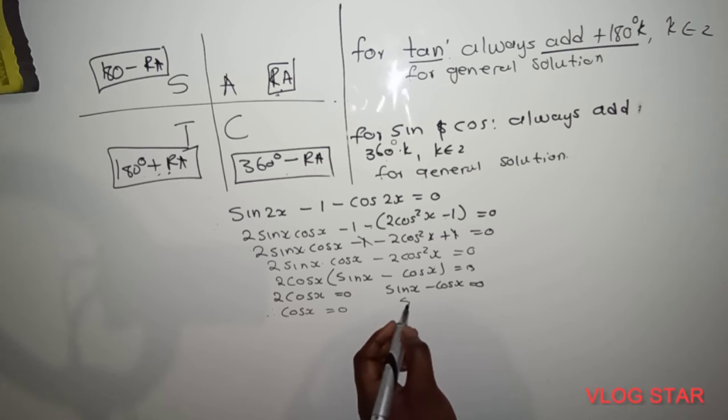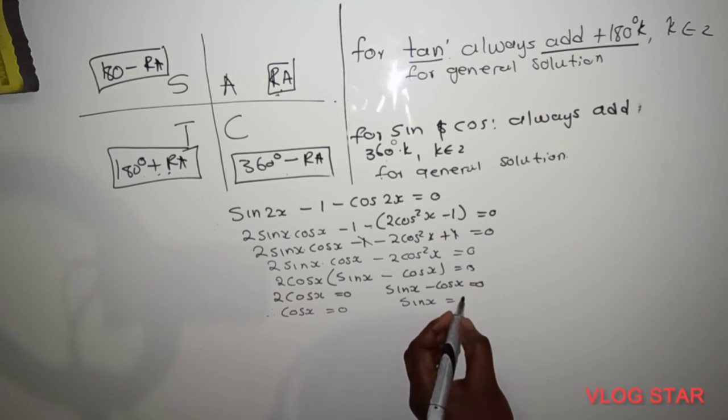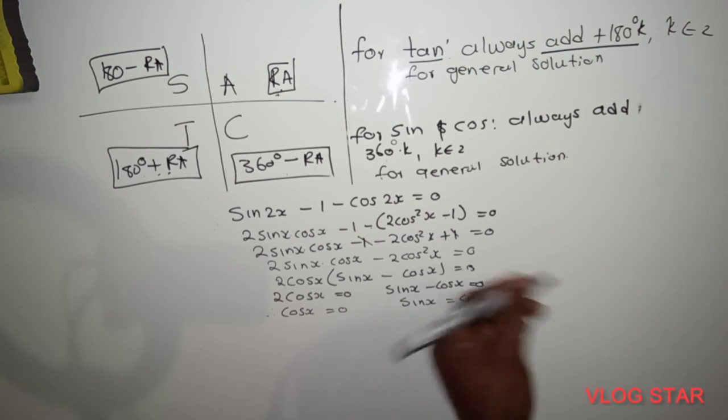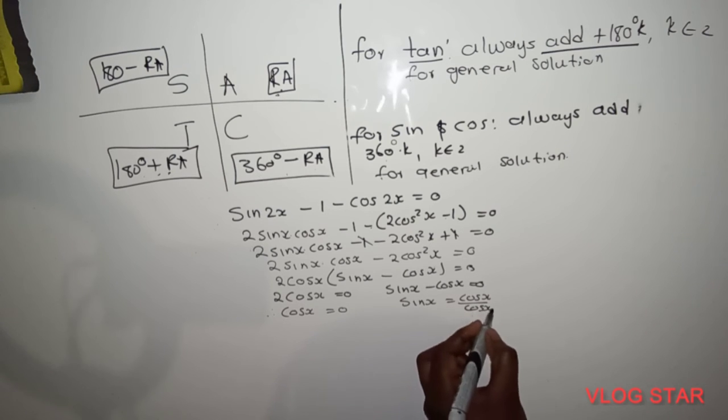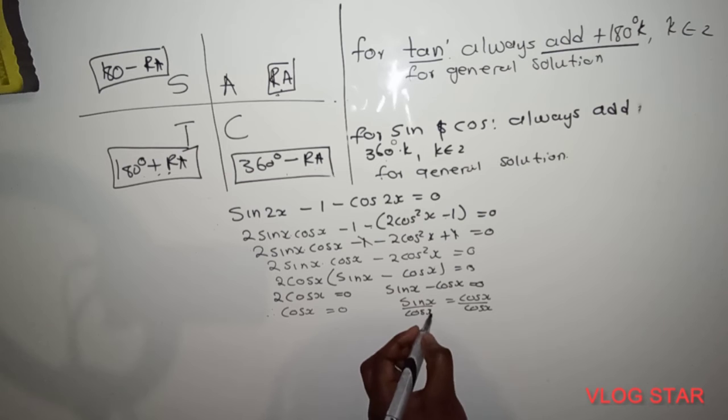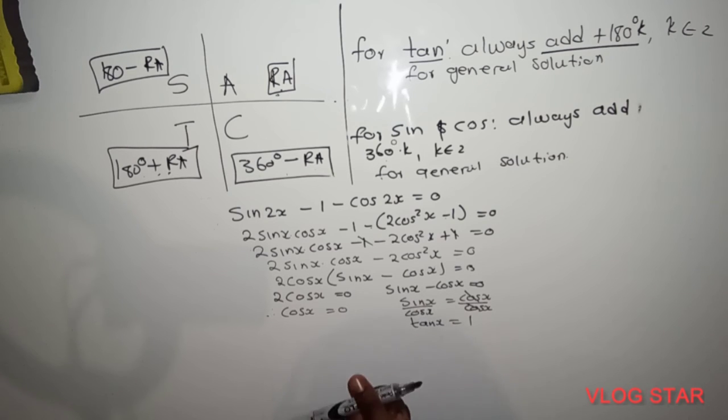For the other one, take cos x to the other side. In order for me to get tan, I'll divide both sides by cos x so that this and this cancel out, giving me 1, tan x here. So what's left for me to do: I've got two different trigonometric ratios here, the cos x and the tan x.